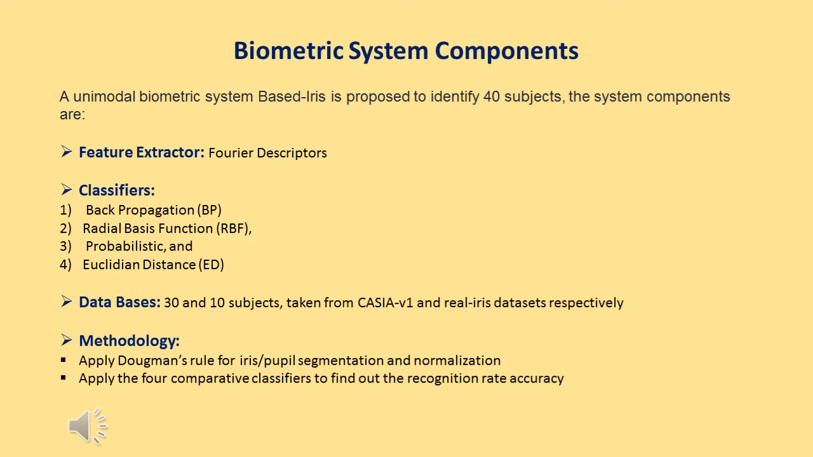Our methodology depends on applying Daugman's rule for iris pupil segmentation and normalization. Then we apply the 4 comparative classifiers to find out the recognition rate accuracy, where we use 1 image for testing purposes and 3 images for training. After that, we try to enhance the system performance by optimizing the machine vector length, which keeps the accuracy at maximum rate.